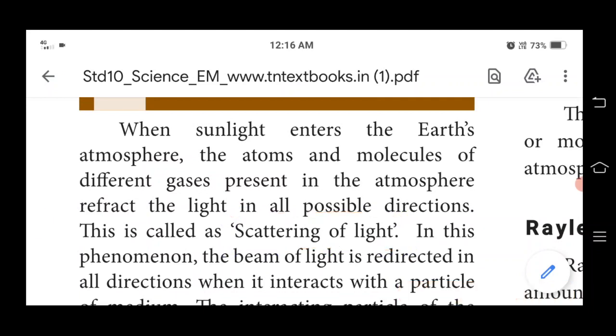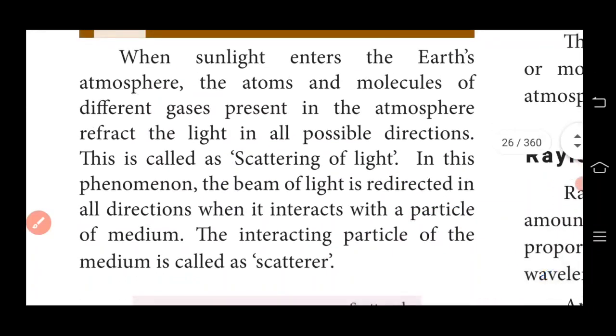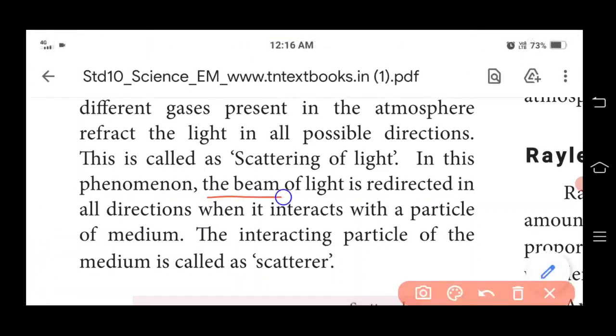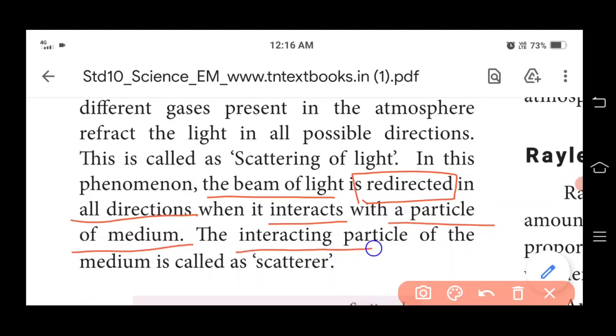In this phenomenon, the beam of light is redirected in all directions when it interacts with the particles of the medium. The interacting particles of the medium are called scatterers.